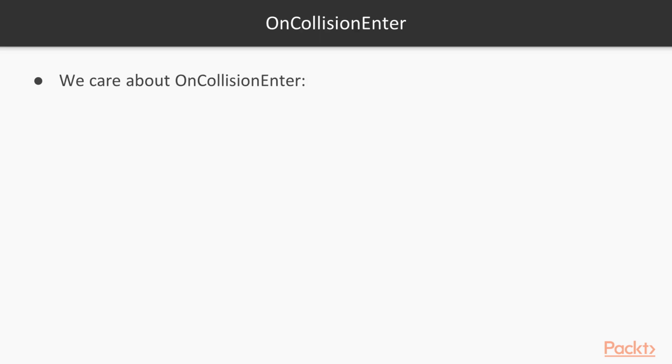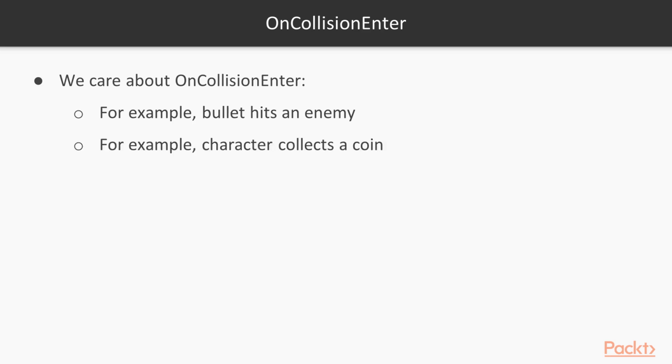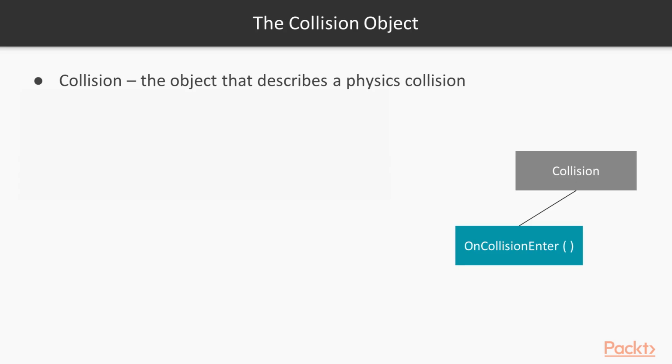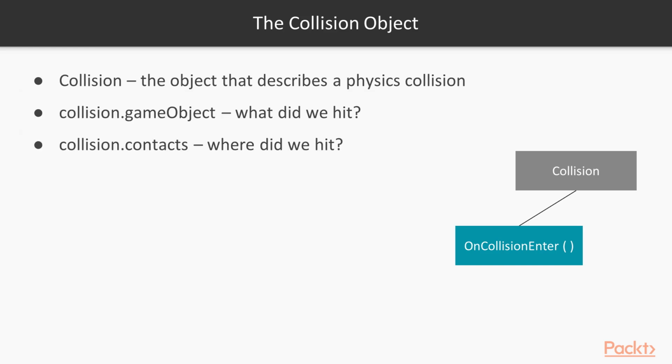Our focus is really on the collision enter. This allows us to capture the bullet hits an enemy or the character collects a coin scenario. The collision object that comes into that method gives us more information about the collision. We can ask collision.gameObject, what did we hit? Or collision.context, where exactly in the 3D world did the collision happen?